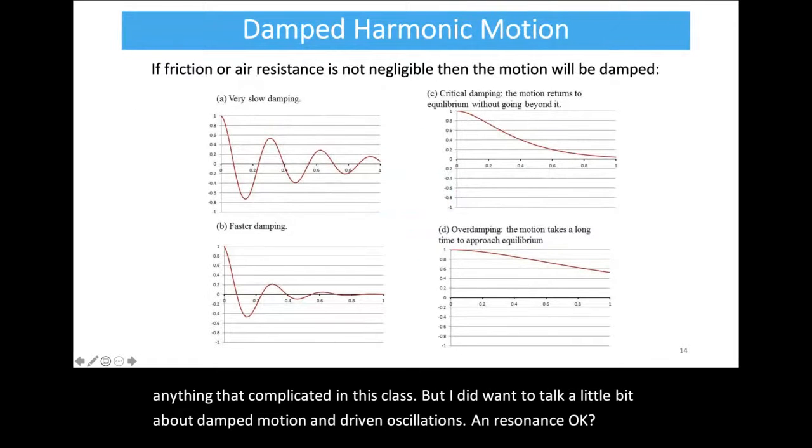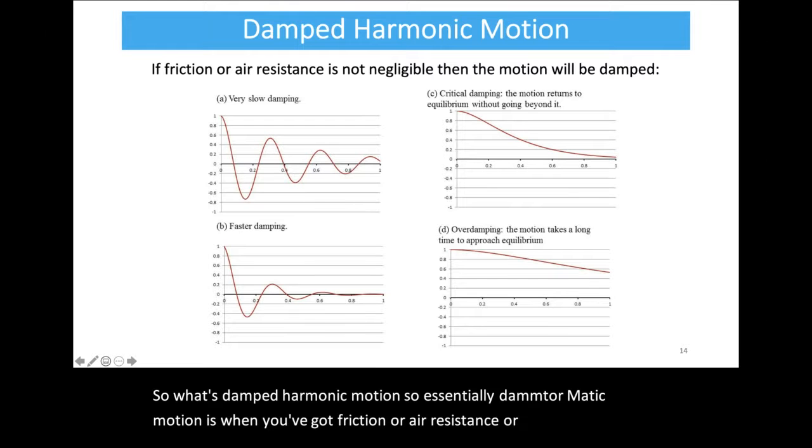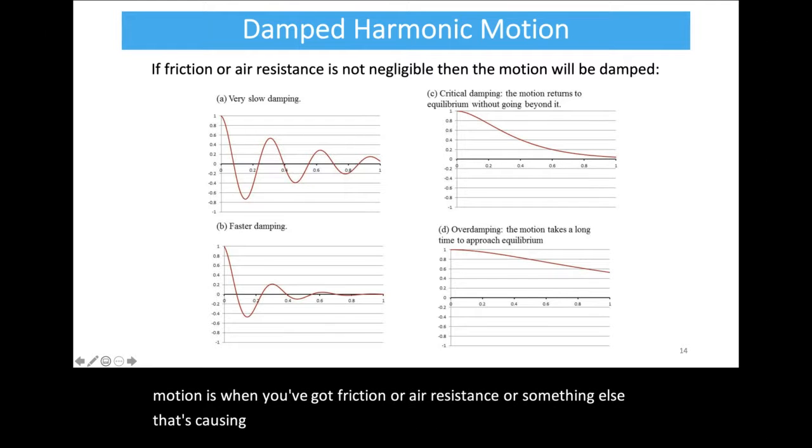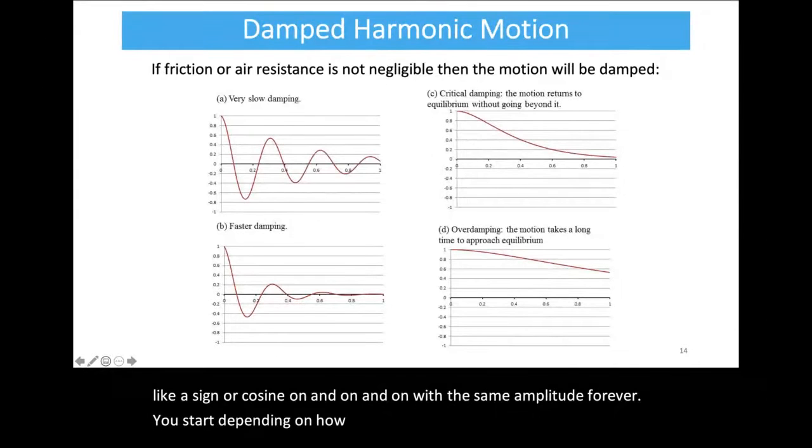So what's damped harmonic motion? Essentially, damped harmonic motion is when you've got friction or air resistance or something else that's causing drag. And what that does is, instead of your object oscillating like a sine or a cosine on and on with the same amplitude forever, depending on how much damping, you're going to have a different result.